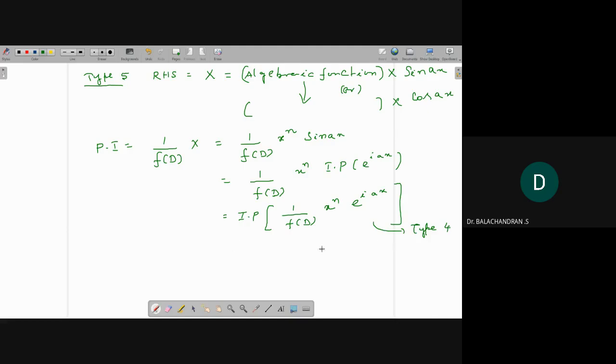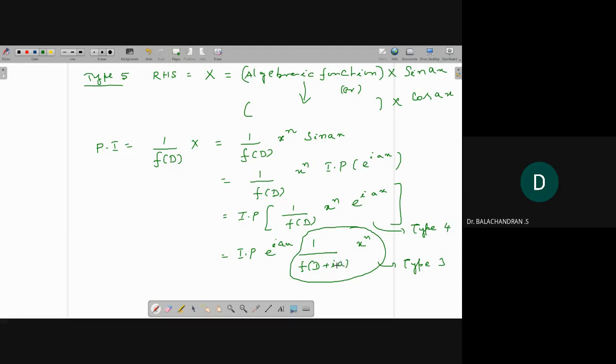How to solve this type 4 problem? That is the imaginary part of e power iax, replace D by D plus ia, into x power n. Now this is type 3. So you should write the denominator in the form of either 1 plus x or 1 minus x, and then using the binomial theorem, simplify to get the final answer.